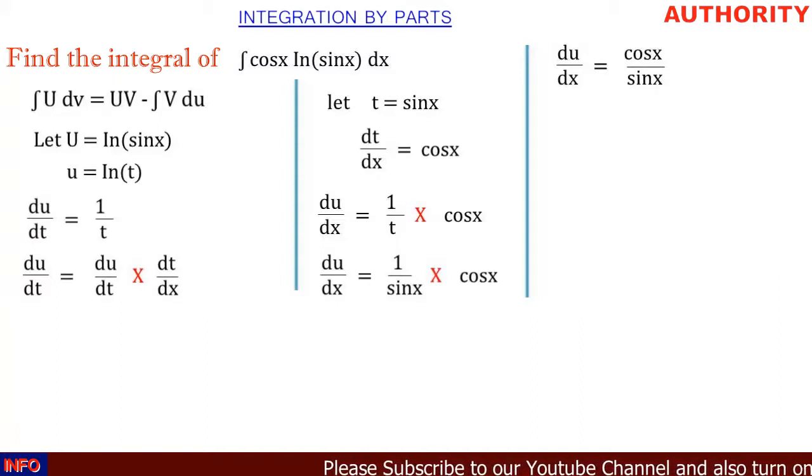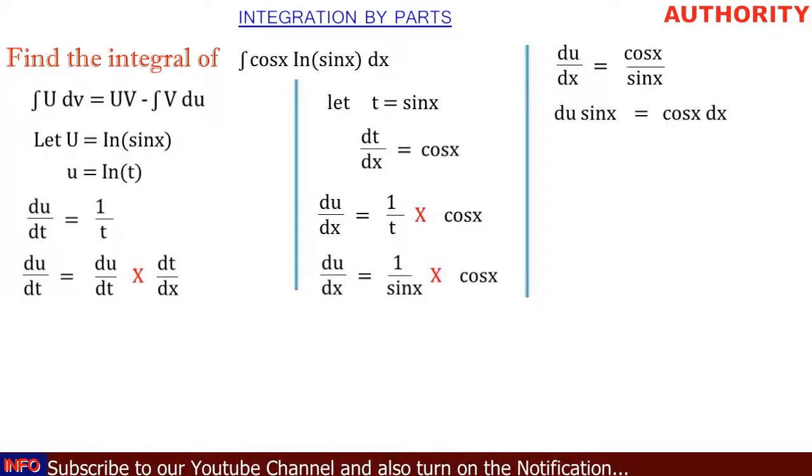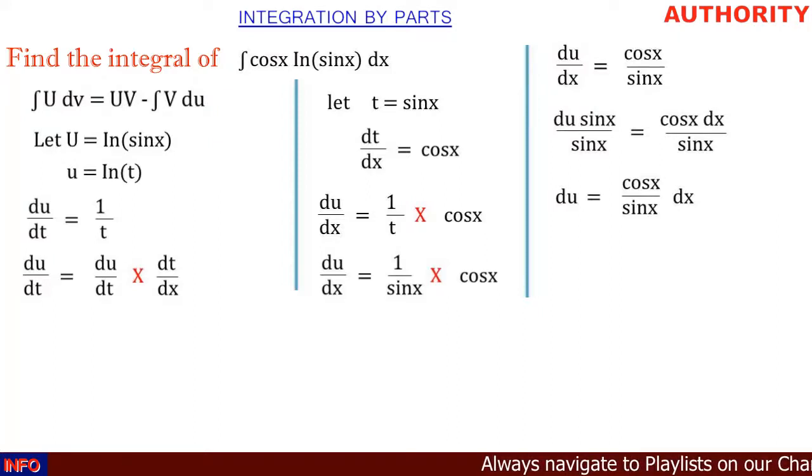But we are interested in making du the subject. So we can simply cross multiply. When we cross multiply, we have sin x du is equal to cos x dx. We want to make du the subject, so we can simply divide both sides by sin x. So sin x du divided by sin x is equal to cos x dx divided by sin x. Therefore du is equal to cos x over sin x dx. You get it, right? Yes.